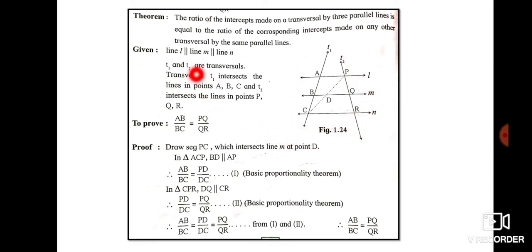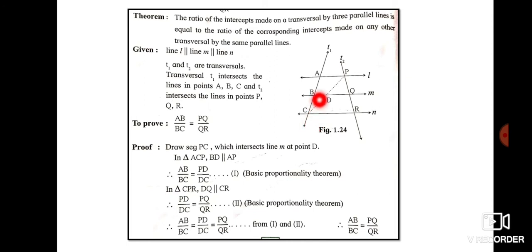Here what is given: line L is parallel to M, parallel to N, and T1 and T2 are the two transversals. This is given. What we have to prove is AB upon BC is equal to PQ upon QR. You have a small construction here: draw PC, which intersects the line M at D. Now by drawing this construction, you can see triangles are formed. APC is one triangle and PRC is another triangle.